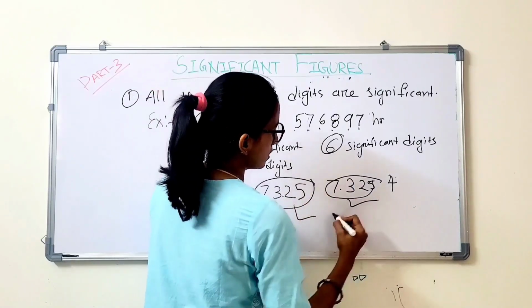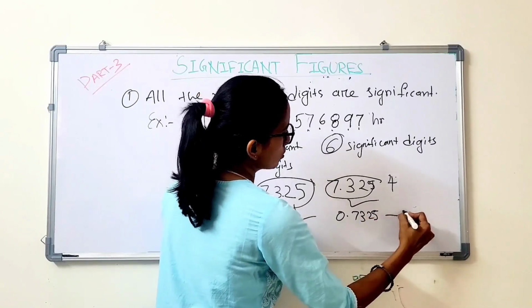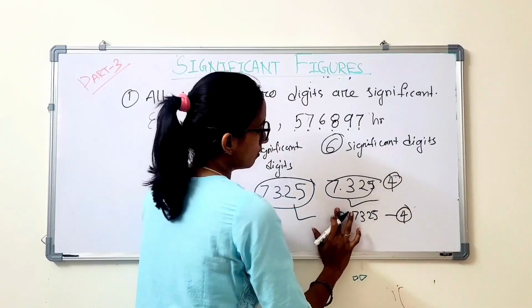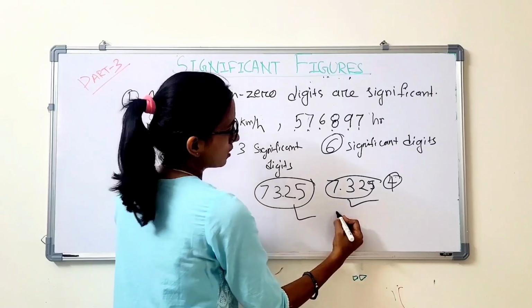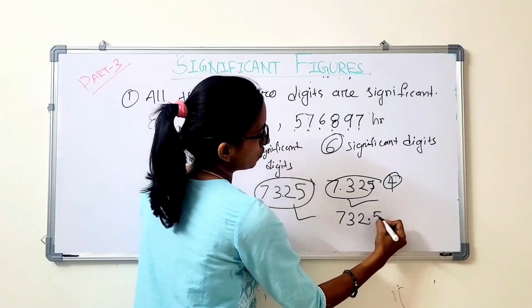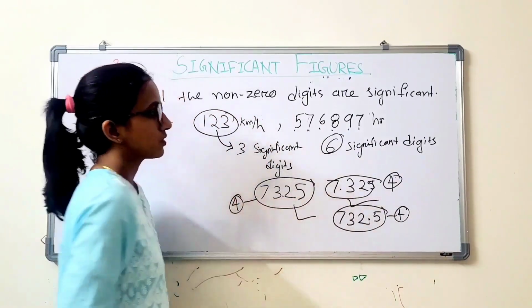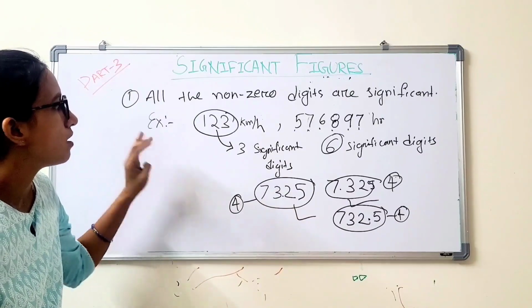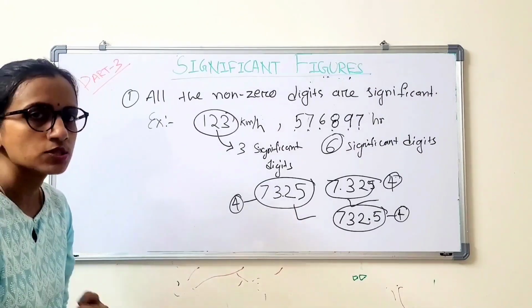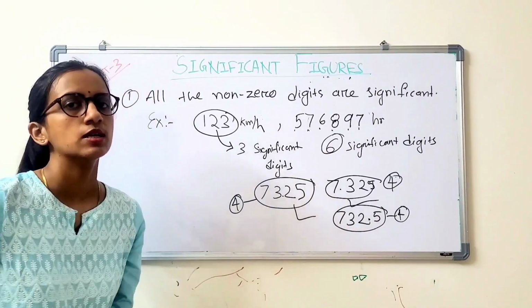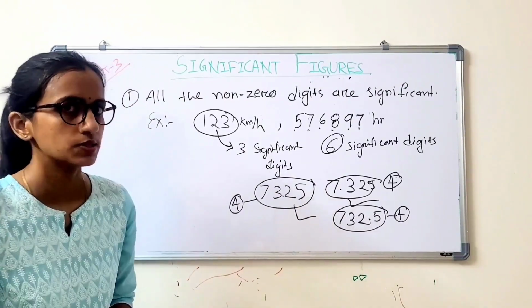In the 0.7325 case also you will get 4, okay, we will discuss it later, because for now we are considering only non-zero quantities. So if I write 732.5, here also we will get 4 significant digits. So it is very simple. All the non-zero digits are significant. Okay. Next, we will go to the next rule, which is a little bit complicated, but not that much. You can get it easily.